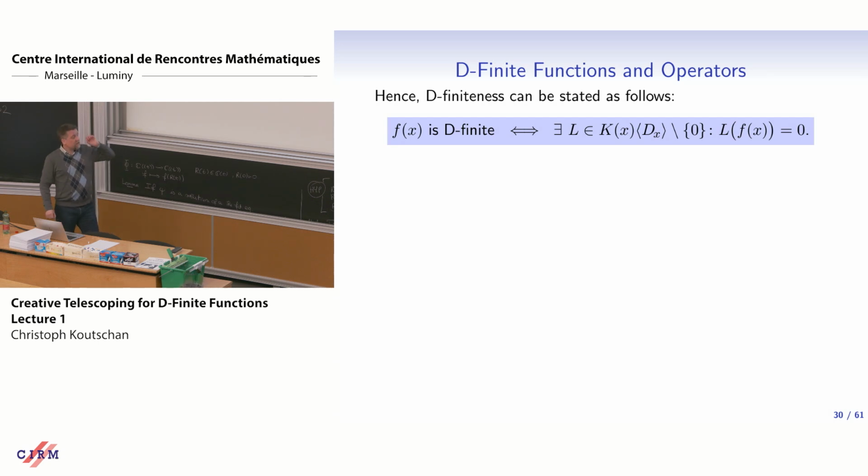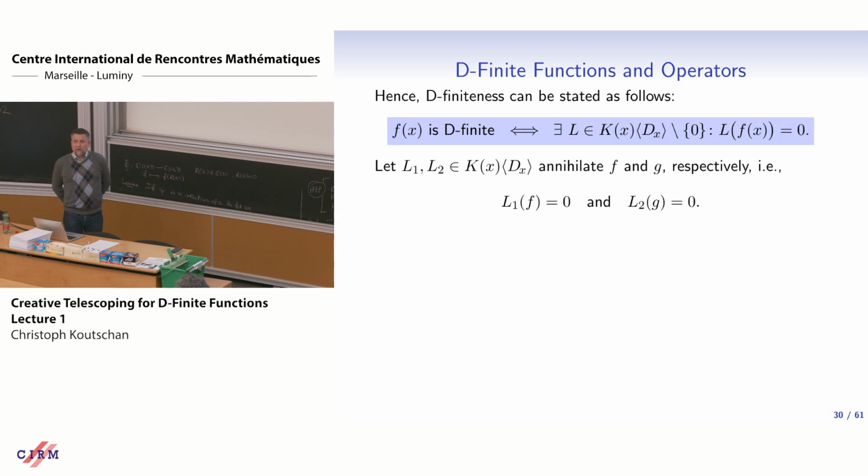Okay, so we can restate the definition of D-finiteness. We can say f is a D-finite function if there exists an operator L in this polynomial ring of differential operators, and this should not be the zero element, with the property that L applied to f is 0. So this is just another way of saying that f satisfies such a linear differential equation with polynomial coefficients.